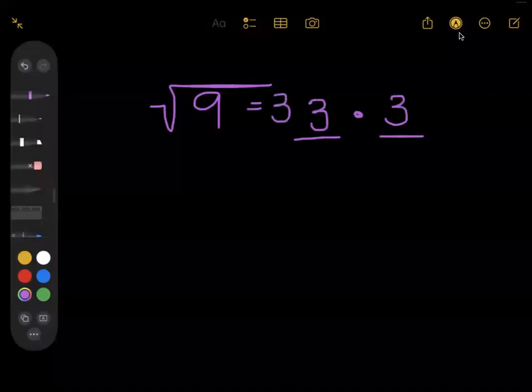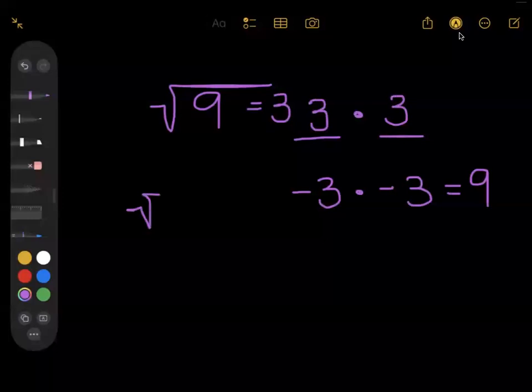But there is also another possibility. -3 times -3 also equals 9. Those are the same number being multiplied together, also getting 9. So whenever you have the square root of something, the square root of a number could equal the positive root, or it could equal the negative root.